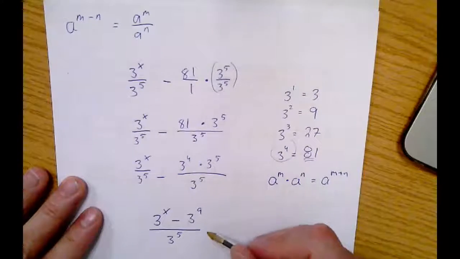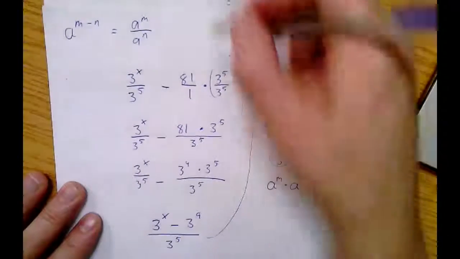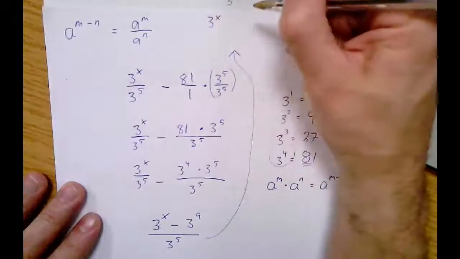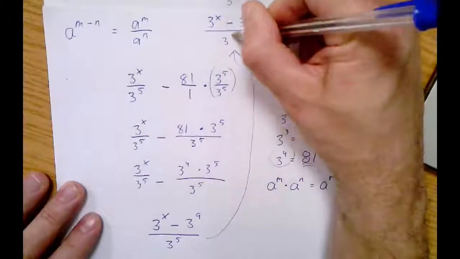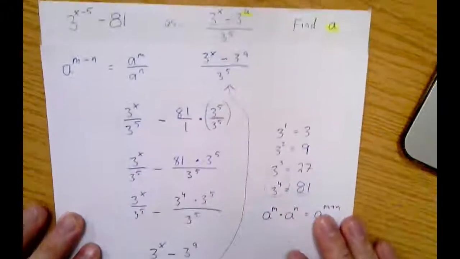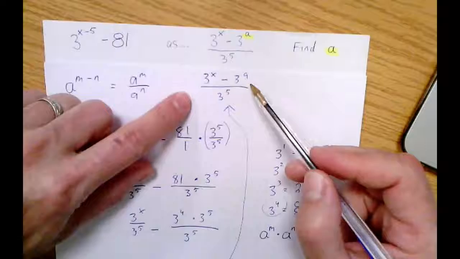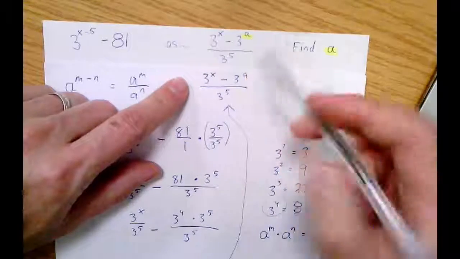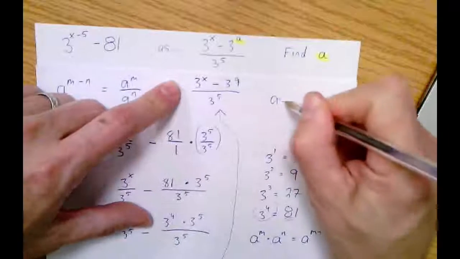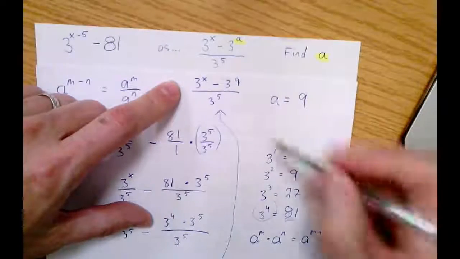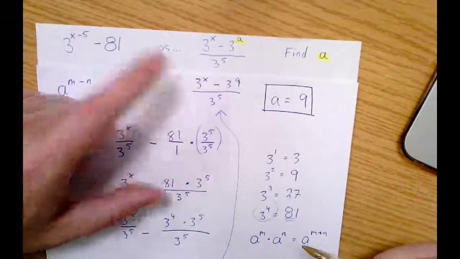All right, so watch this. I'm going to draw an arrow and let's follow along. I'm rewriting this up here. 3 to the x power minus 3 to the 9th power divided by 3 raised to the 5th power. And if you watch, ta-da! This was the form we wanted to write it in. This is what we had, and we're looking for a, and you can see clearly that a is just 9. In this case, we rewrote it so that a equals 9. All right, there you go.